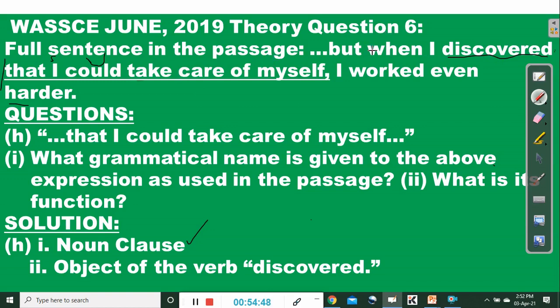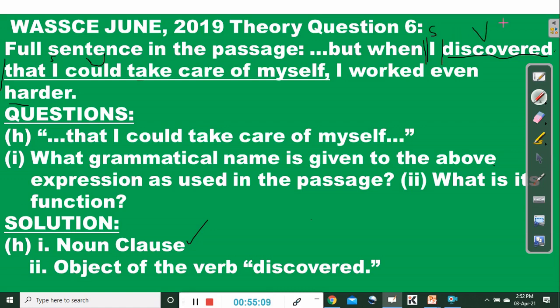Now, we could also use the sentence analysis technique, all right? And we can start here to analyze the sentence. I discovered. This is the subject.